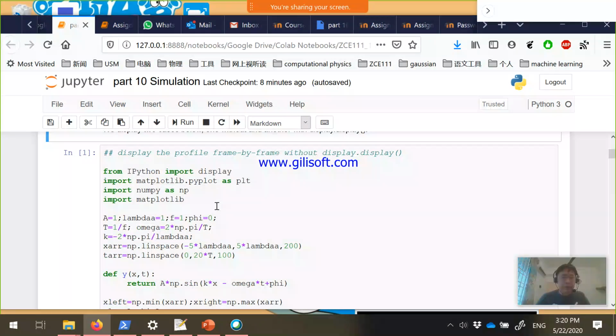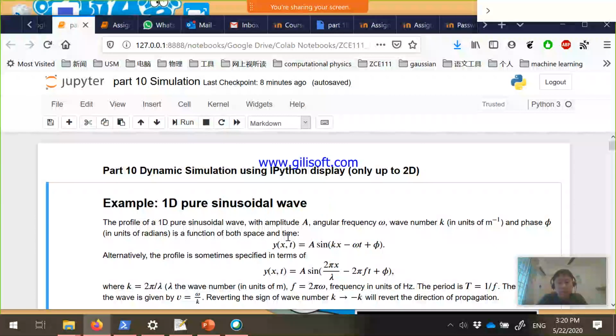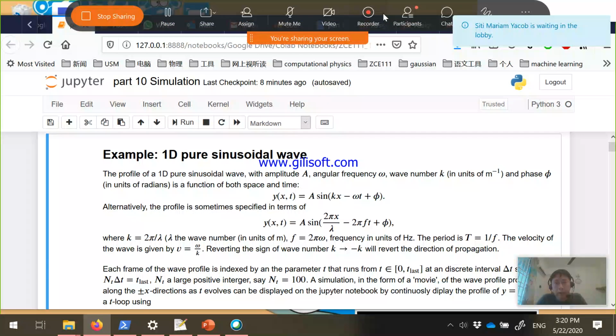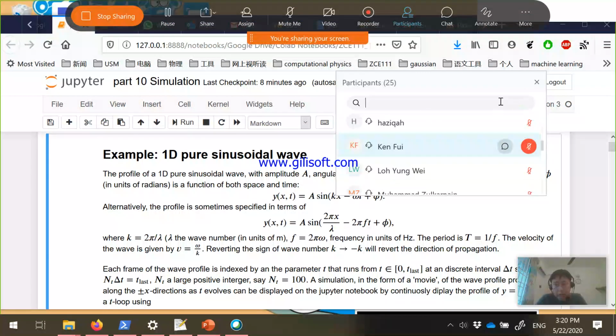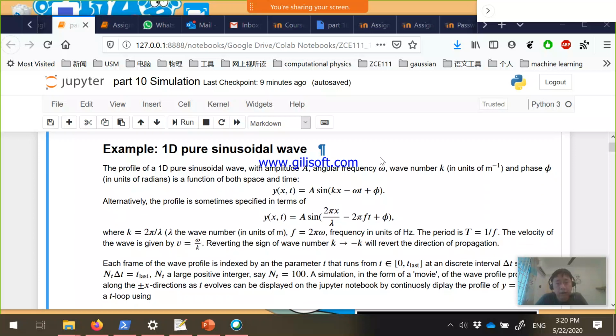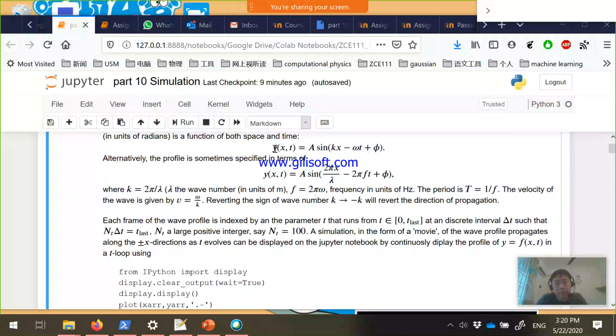Okay, so let us do it one by one. The idea is very simple. Let us try to simulate a profile of a wave. Now, before we do the simulations of the wave, it is very, very important that you understand what you mean by wave. In your Form 5, you study wave. In your 103, you study wave. In your matriculations, you also study wave. Wave is described in 1D, which is called a 1D pure sinusoidal wave.